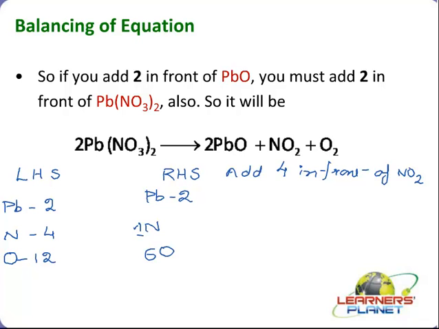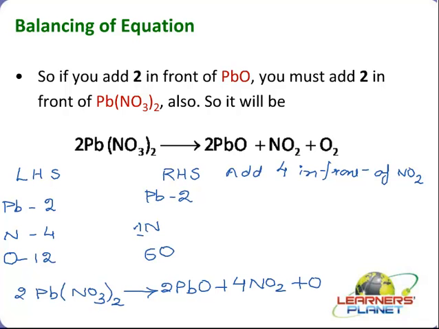Just write down the equation. I'll write the equation here. That is 2 Pb(NO3)2 gives me 2 PbO plus, what I'm saying is add 4 in front of NO2. So it will be 4 NO2 plus oxygen.